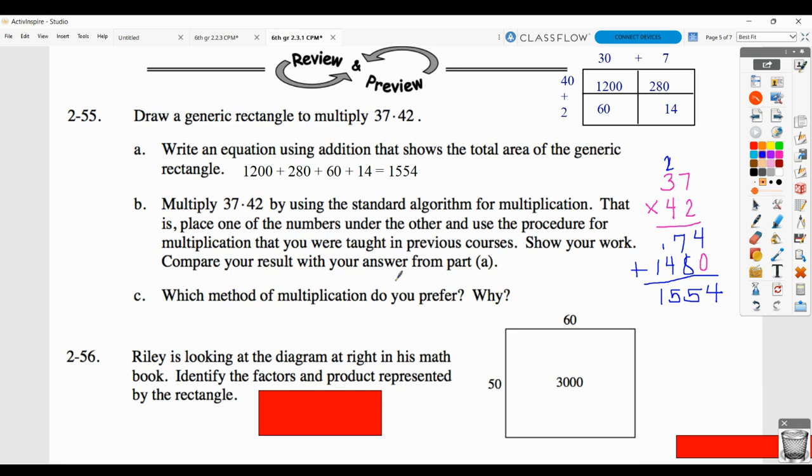And then, what method of multiplication do you prefer and why? So there's not really a right or wrong answer. You might prefer the generic rectangle, you might prefer the standard algorithm. Simply put down what you prefer and why.